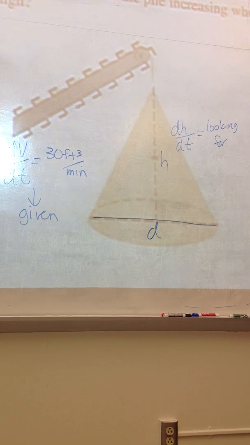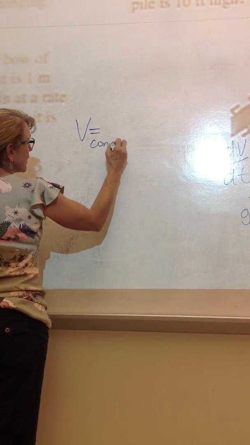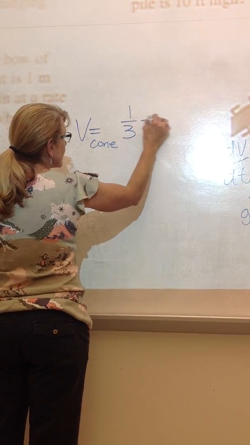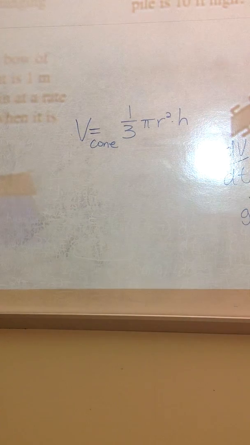So once I read the problem and I figure out what I'm looking for and what I've been given information about, I try to come up with a formula that relates the two. In this case, the formula is going to be the volume of a cone. And the volume of a cone is 1/3 of the volume of a cylinder of that same height and radius.